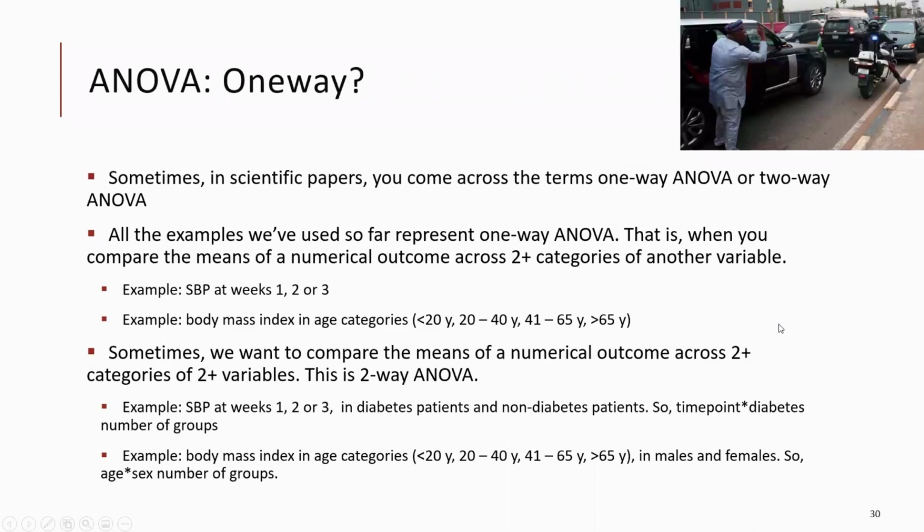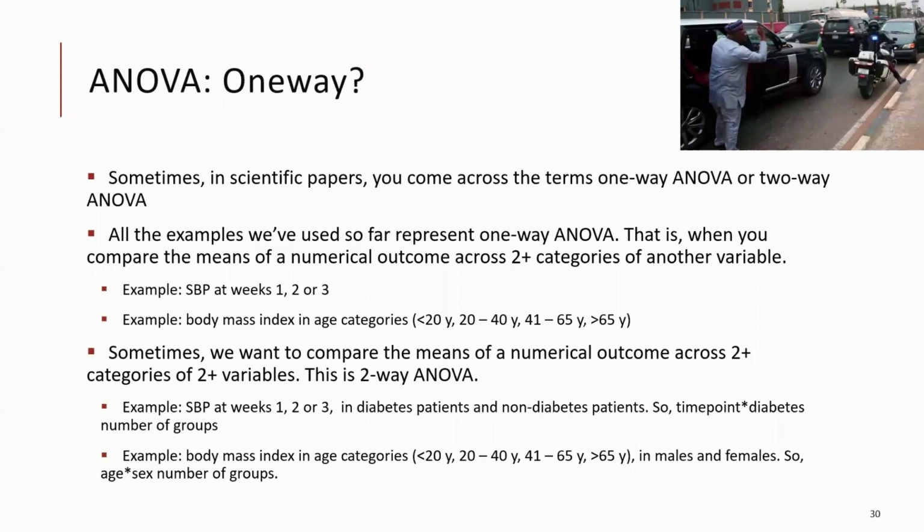So I see questions about one-way, two-way coming in. One thing to note is that all the examples that were used previously refer to the one-way ANOVA, right? Sometimes we may want to look at two or more categories and talk about two-way ANOVA. That's not being covered here today. The idea here is just to introduce you to the concept of comparing more than two groups.